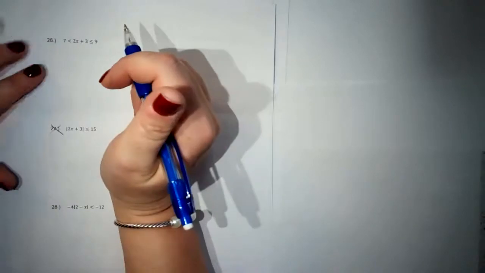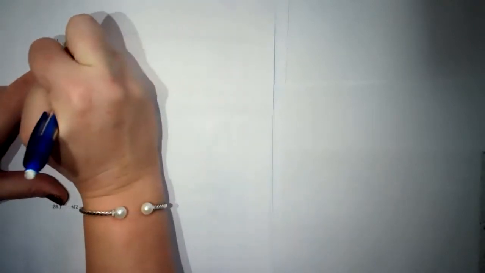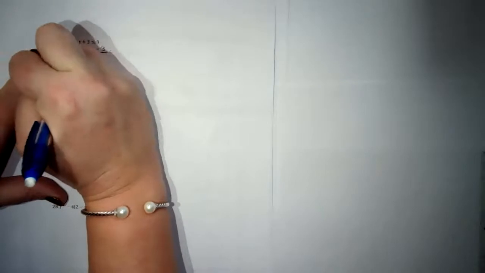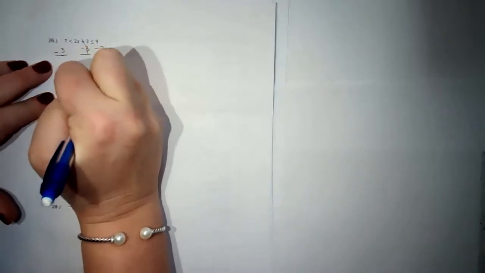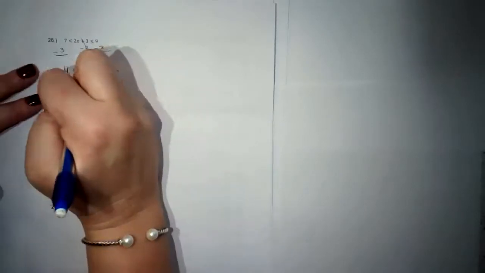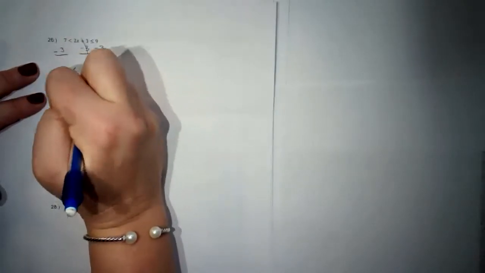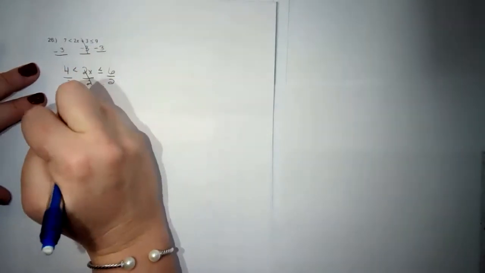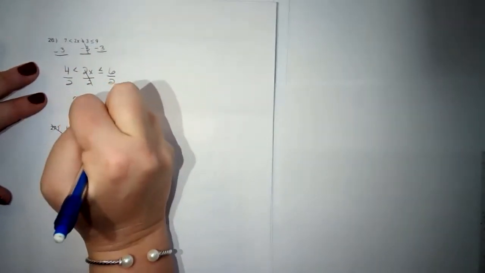Here we go. 26, plain old, regular little compound inequality. I want x by itself in the middle, so I'm going to subtract 3 from everybody. I'm going to get 4, 2x, and 6. Everybody good on that? Okay, I'm going to divide by 2, and I'm going to get 2, x, and 3. And I'm done. Easy enough. So that's one part.